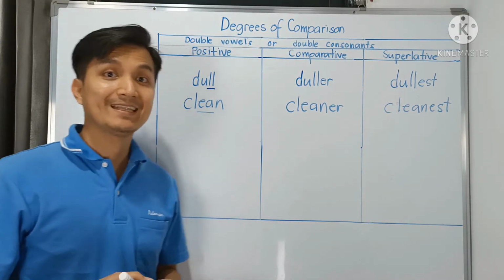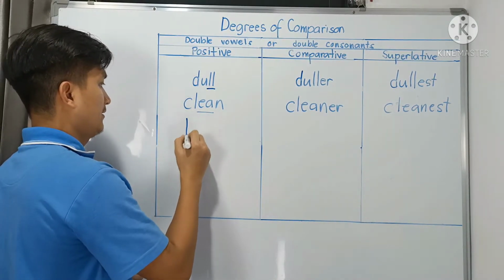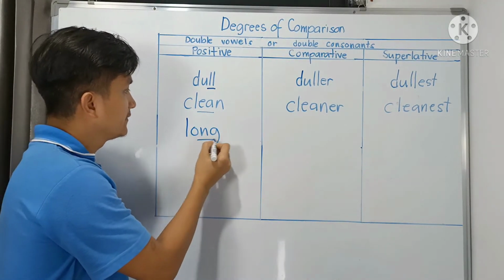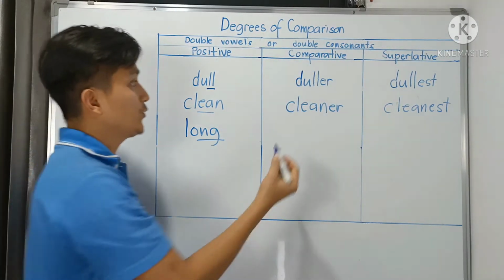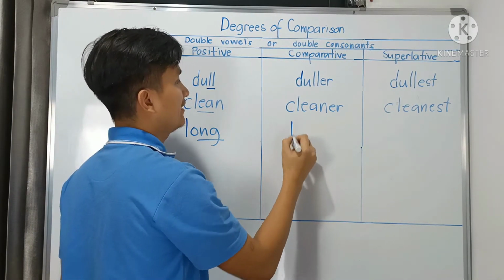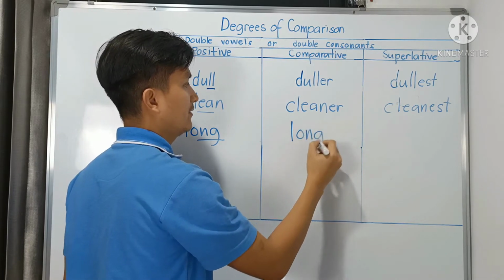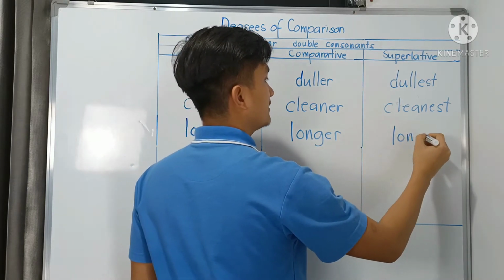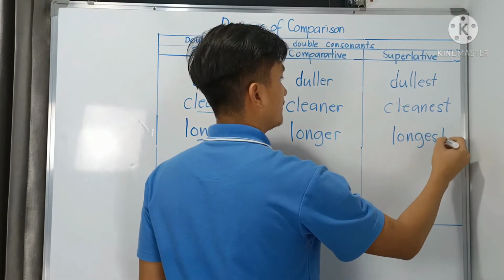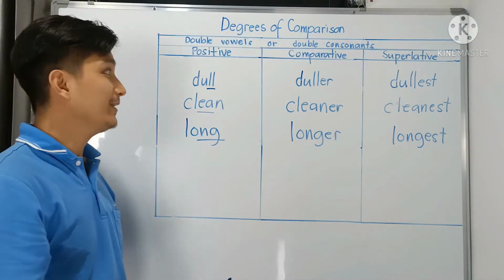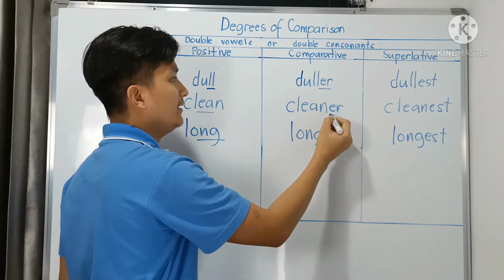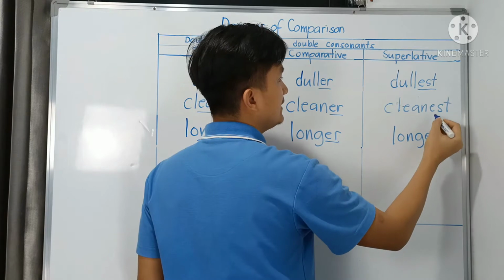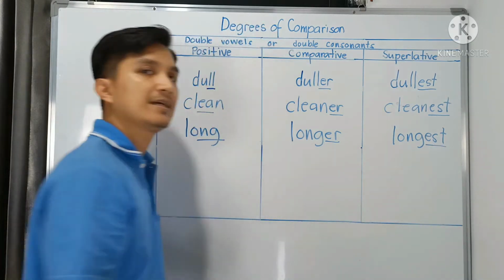Another example is the adjective long. You see here two consonants, right? So you're going to add ER. Long, longer. And here, longest. Okay? So it's easy, students. You're just going to add ER, and here at the superlative, you're going to add EST.